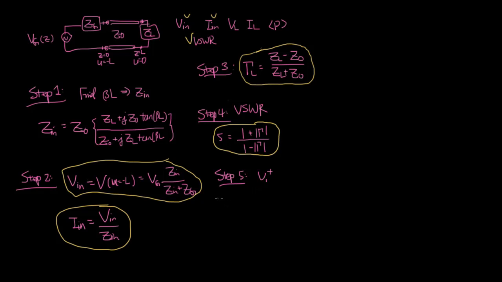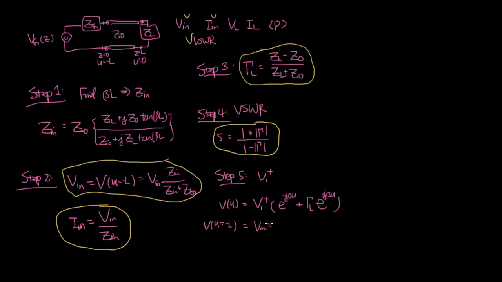To find this V1 plus, let's start by pointing out that the total voltage at any point in the transmission line is going to be the sum of the positive and negative going waves, where the positive going wave is going to be V1 plus e to the minus j beta u, and the negative going wave will be the reflection, gamma L e to the plus j beta u. If we set u equal to minus L, we can then find the expression of Vin.